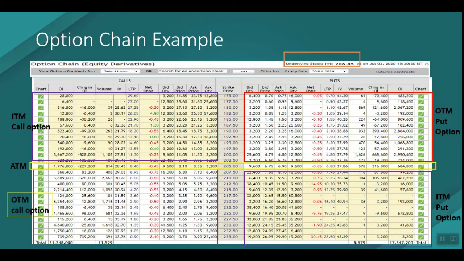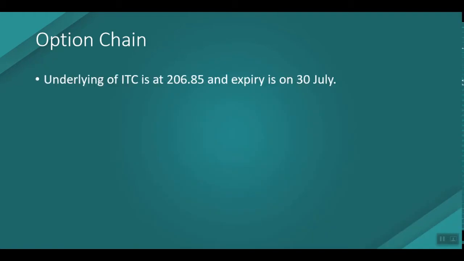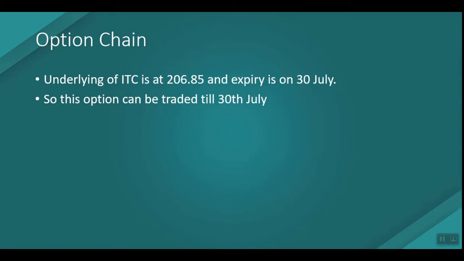In this option chain, the underlying ITC is at 206.85 and the expiry is on 30th July, so this option can be traded till 30th July. As that's the expiry day, we cannot trade that particular strike price beyond it. If you choose the current month, 30th July, as your expiry, then you can't trade beyond 30th July. Either you are in profit or loss, you should close the trade.